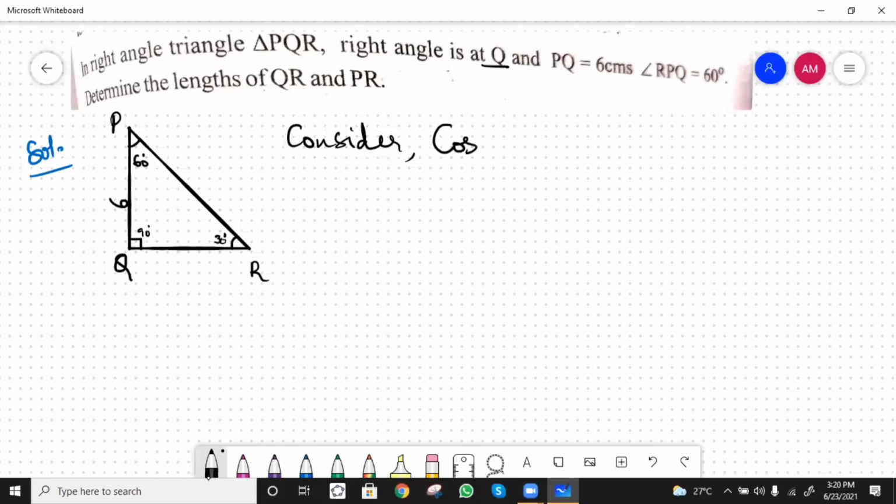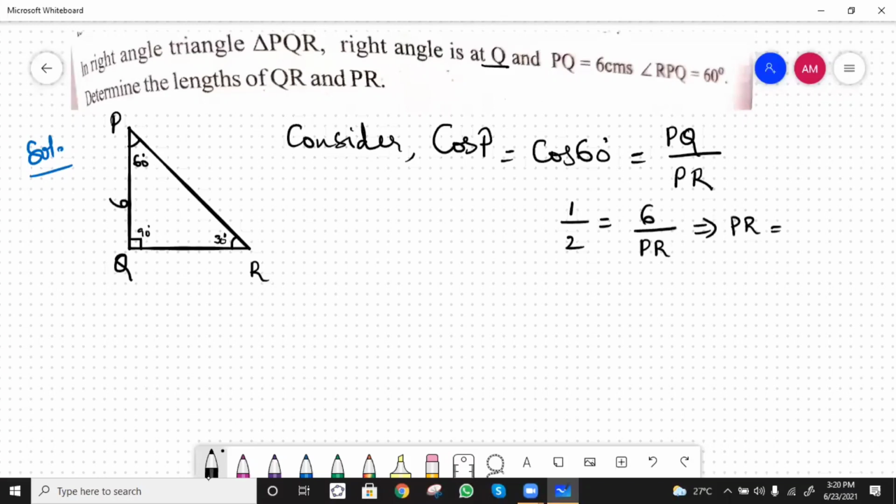Consider cos P, that is equal to cos 60. Cos 60 is adjacent side by hypotenuse. What is the adjacent side? PQ. What is the hypotenuse? PR. What is cos 60? 1 by 2. What is PQ? They gave 6. So 1 by 2 equals 6 by PR. PR is equal to 12, so we got PR as 12 centimeters.